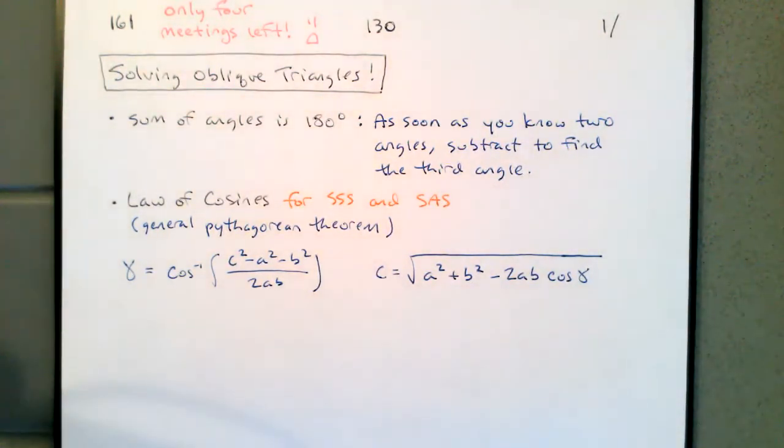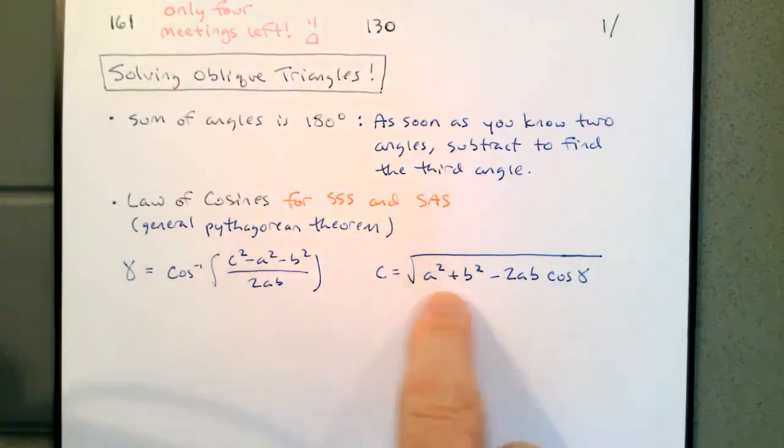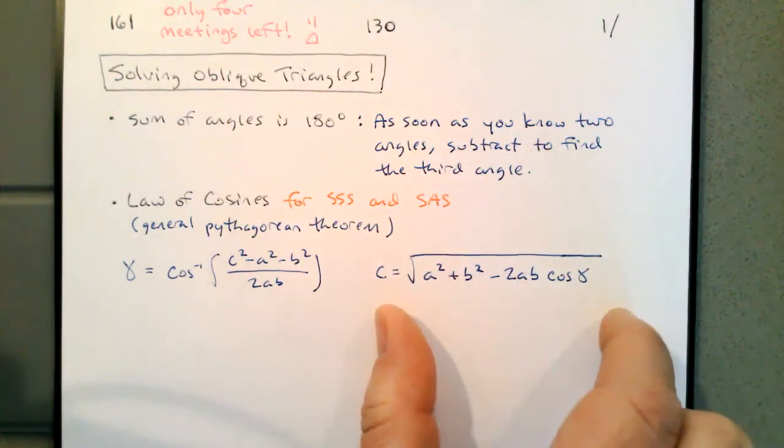So use the law of cosines for the SSS case and the SAS case. With all three sides, we can use it to find an angle, or with two sides and the included angle, we can use that to solve for the third side.